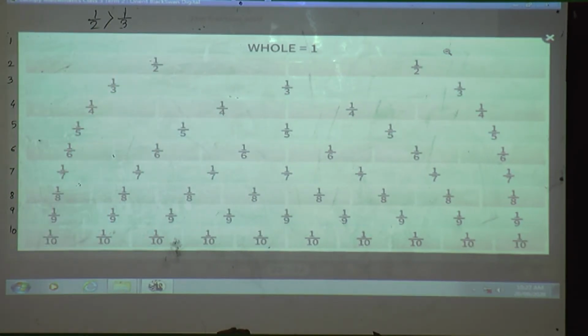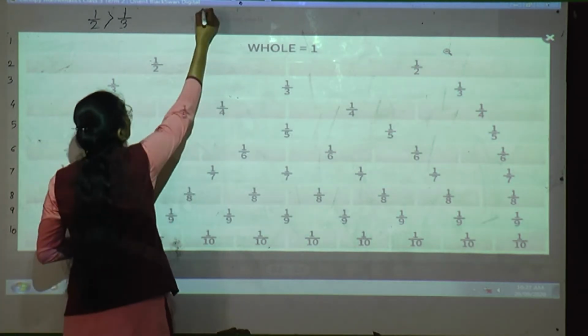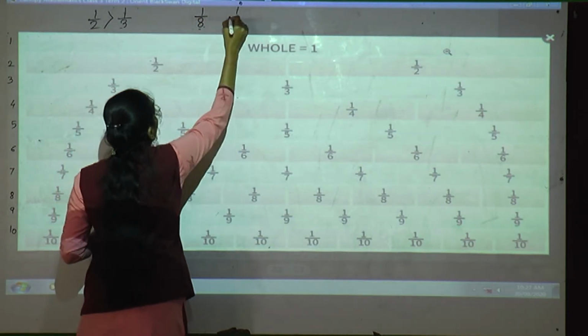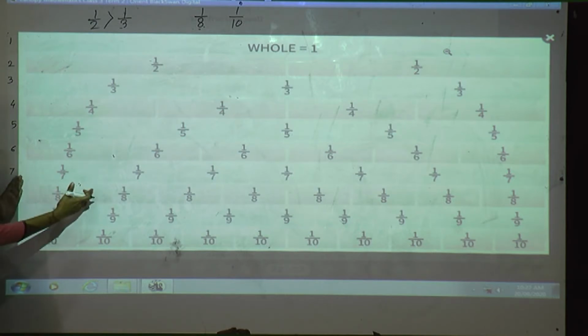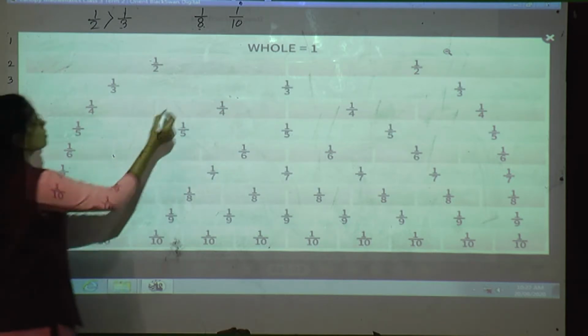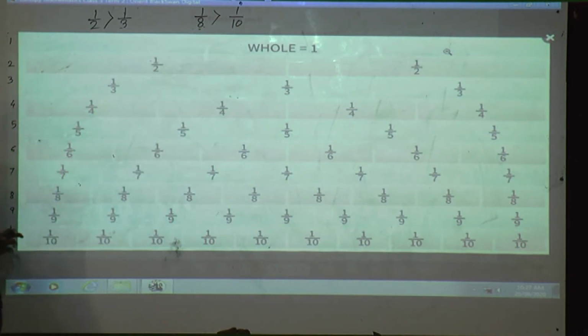Okay. Now suppose the fractions are 1 by 8 and 1 by 10. Now in these two fractions, which fraction is greater? 1 by 8 or 1 by 10? Yes, 1 by 8 is greater. This part is greater than 1 by 10. So 1 by 8 is greater than 1 by 10.